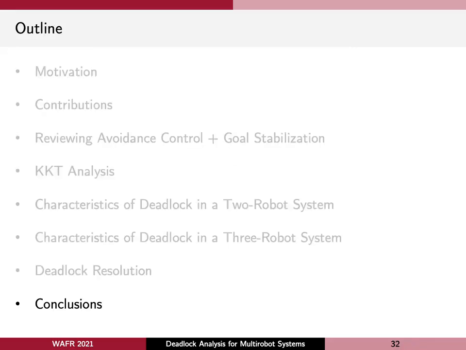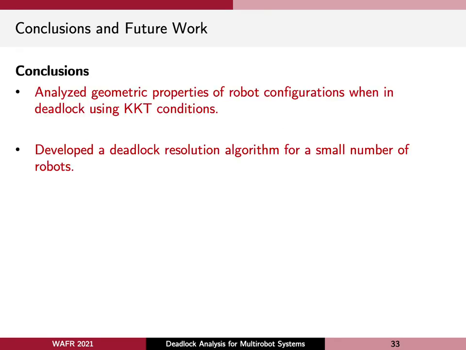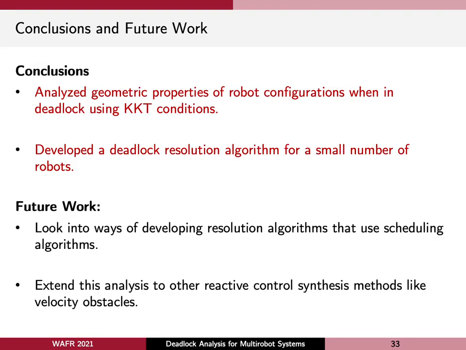Okay, so let's wrap up. Conclusions. In this paper, using KKT conditions, we analyzed geometric properties of robot configurations when these robots are in deadlock, and we developed a deadlock resolution algorithm for a small number of robots. In future, we're looking into ways of developing resolution algorithms that use scheduling techniques, and we also plan to extend this analysis to other reactive control synthesis methods like velocity obstacles.